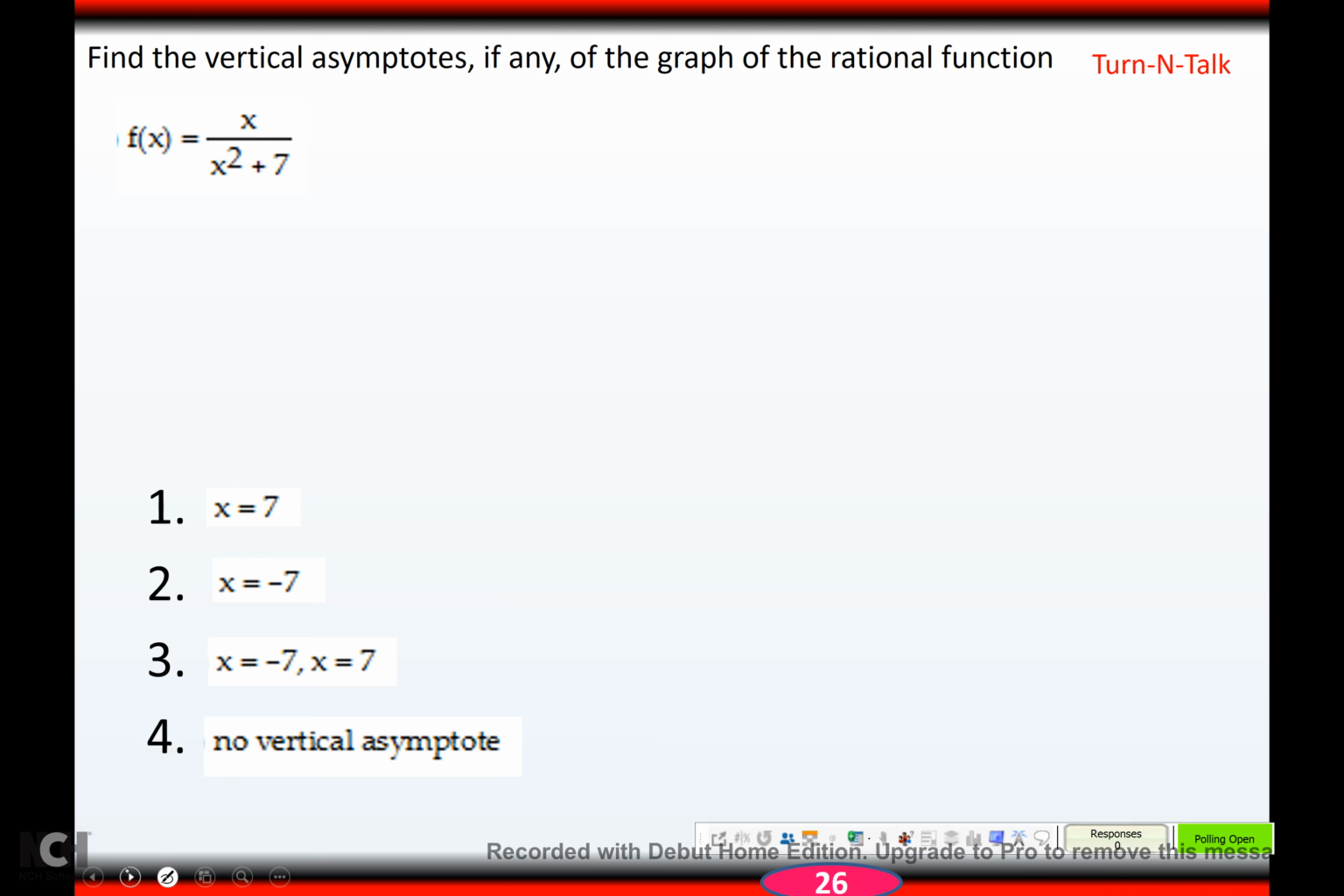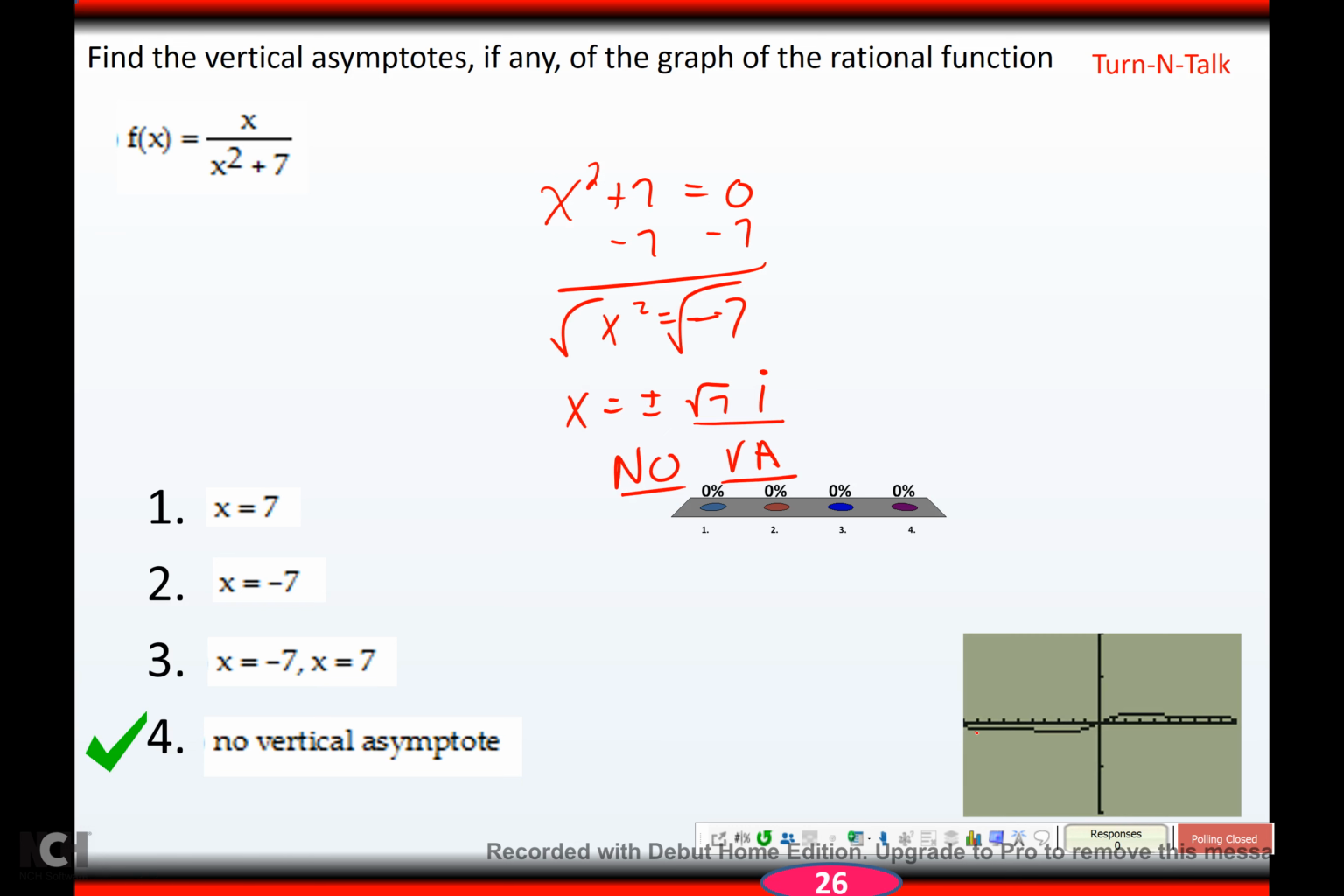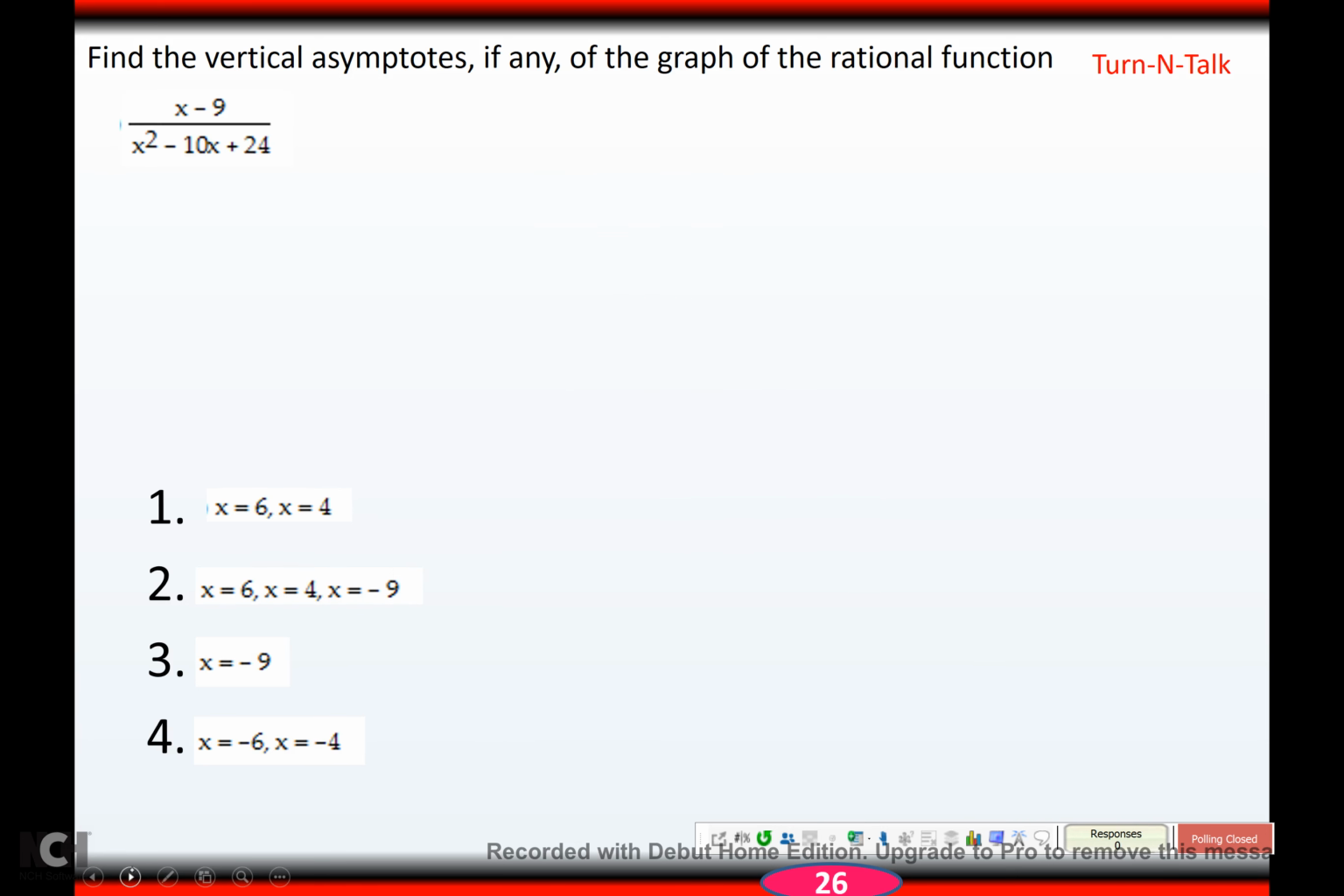Come back when you're ready. And hopefully you got a vertical asymptote at never. Because if I say Mr. Denominator equal to 0, subtract 7, I get x squared equals negative 7. Square root, x equals plus or minus the square root of 7i. Since they're imaginary, there are no vertical asymptotes. And if you can see the graph, there's no jumps, there's no breaks, it's smooth and continuous.